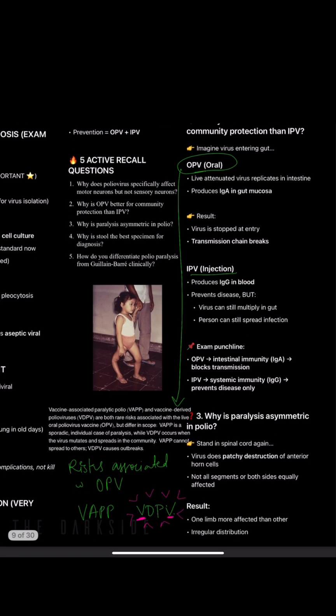Whereas IPV produces IgG in the blood, and that prevents the disease, but the viral entry can still occur. The virus can still multiply in the gut, and people can still spread the infection by the fecal-oral route. Now OPV provides intestinal immunity by producing IgA, it blocks transmission, and IPV gives systemic immunity by producing IgG, and it prevents disease only.